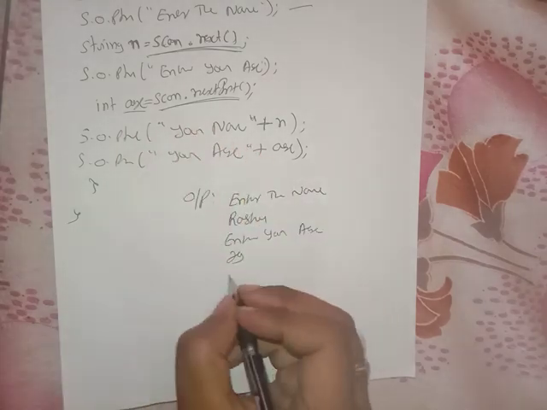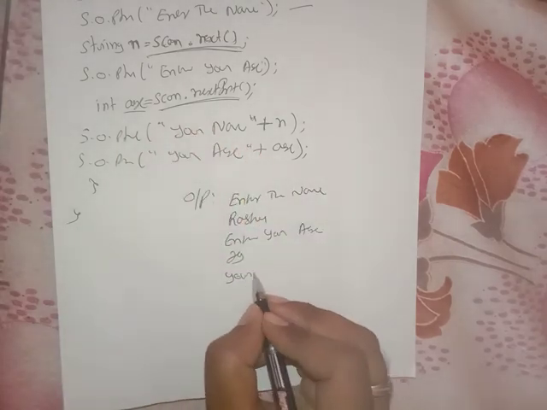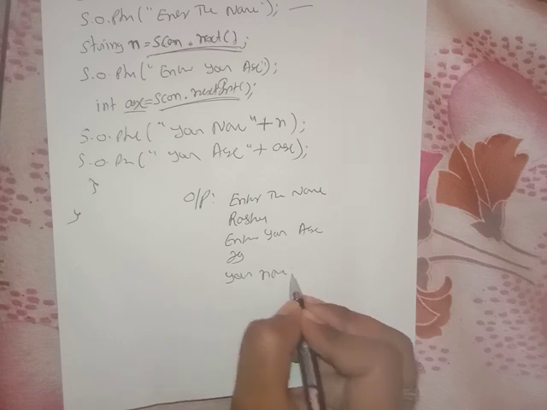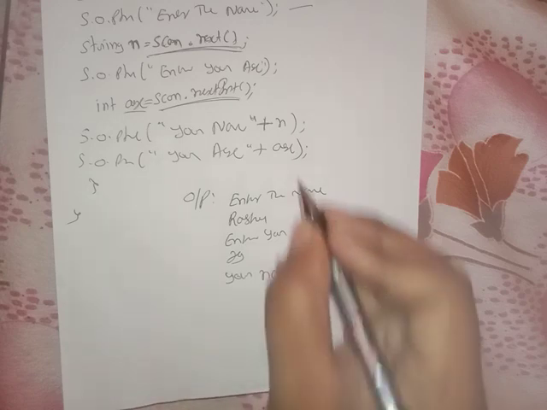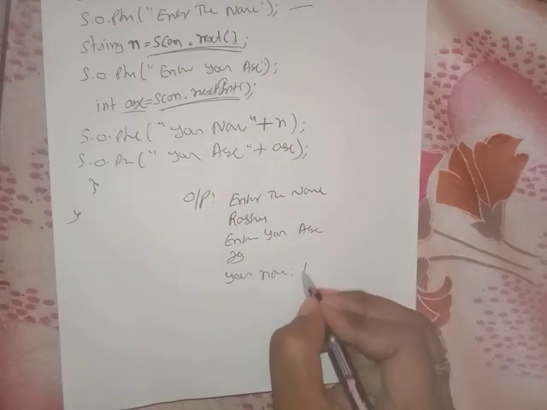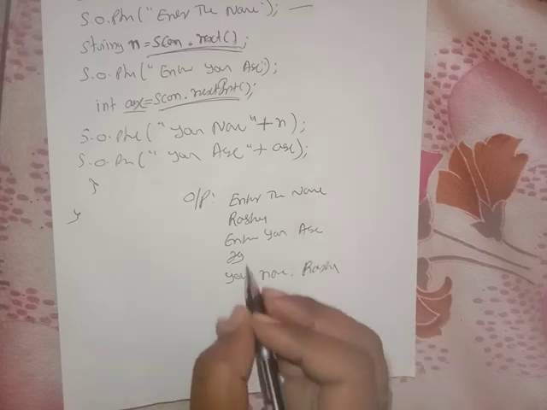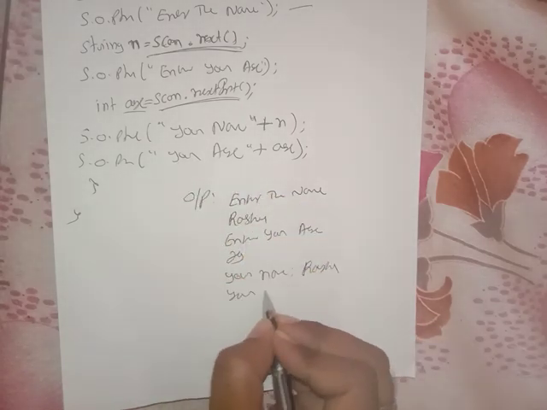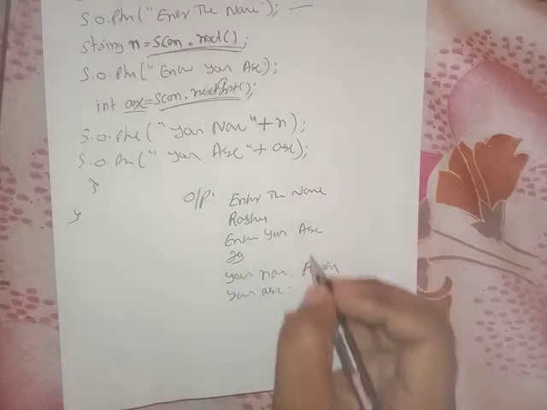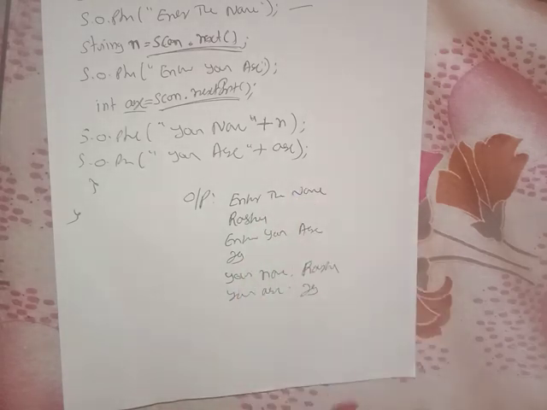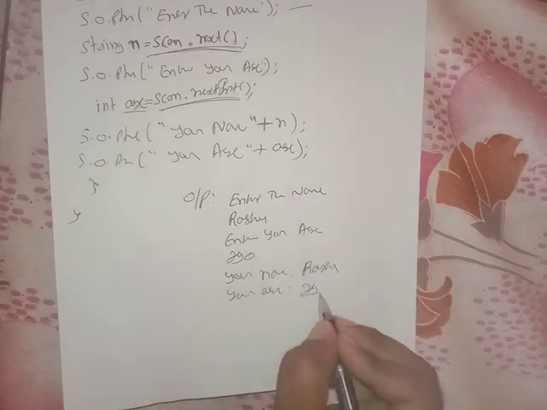Your name is present inside the variable n. What is there in the n? Raghu. Just print Raghu. Then your age, that is present inside the variable age. What is there in the age? 29, because you entered 29. If you enter 290, it prints 290 only.